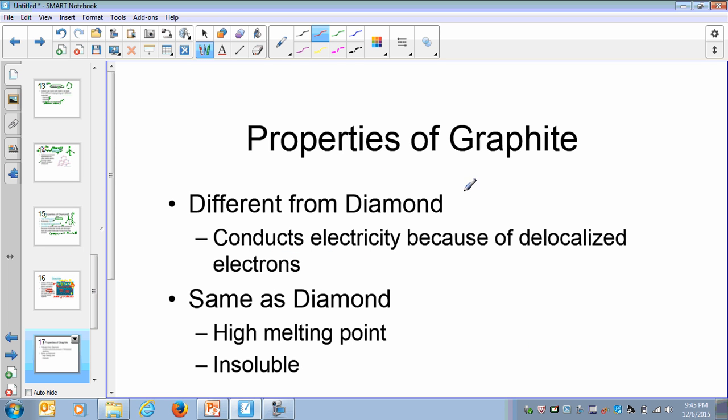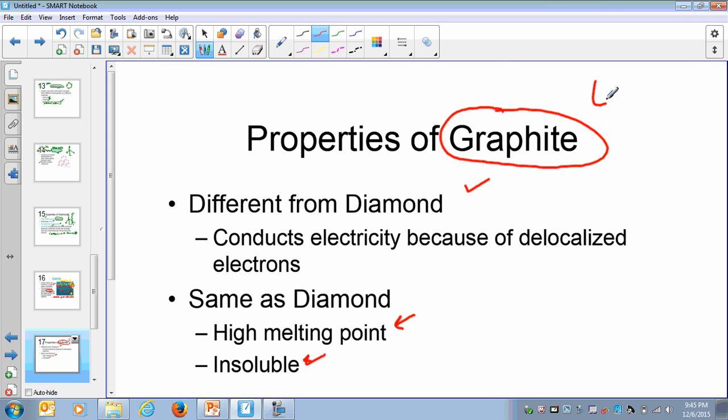Properties of graphite: they're different from diamond. They conduct electricity because of the delocalized electrons, but it also has a high melting point, and it's insoluble in water and most other solvents. So these are the two commonly known, or long known, allotropic forms of carbon. Graphite is also the same thing that we use in pencil.